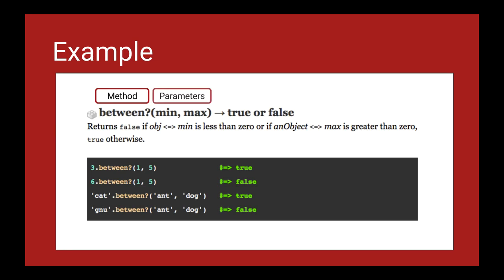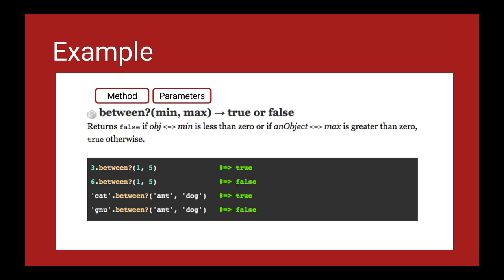Now, this is what we actually call the parameters. The parameters are the names that we give to each of the expected inputs. So the between method is expecting two inputs. One of them is going to be min, one of them is going to be max. Now, obviously, hopefully, you can get a sense of what this method does. Basically, when it's called on a number, you give it a minimum and a maximum, or a lower bound and an upper bound. And if the number falls between those two numbers, then the method returns true, and if it does not fall between those two numbers, then it returns false.